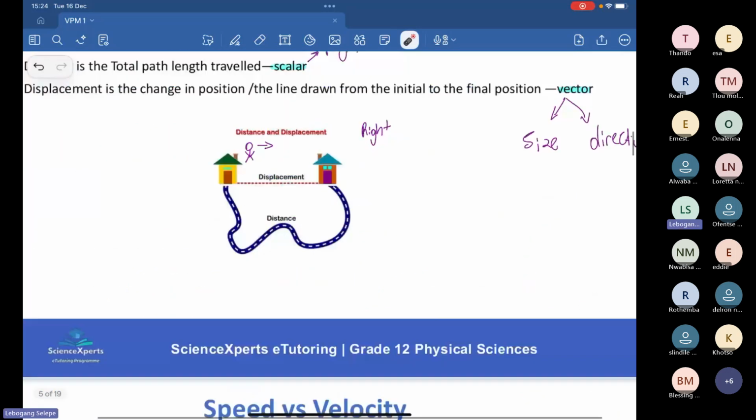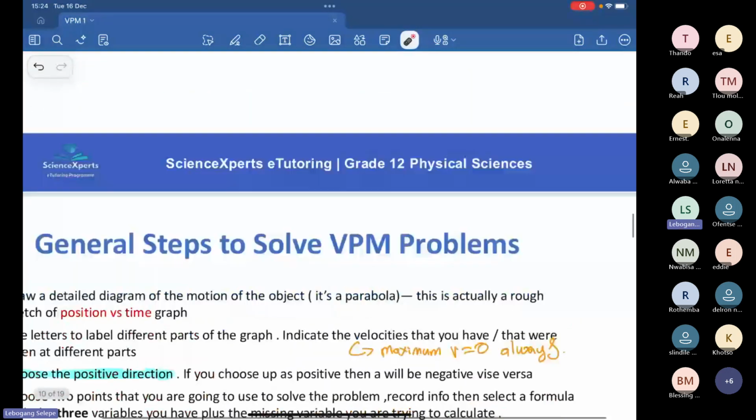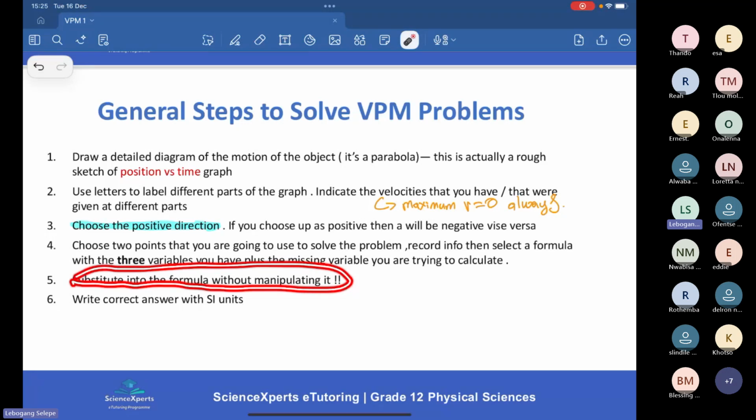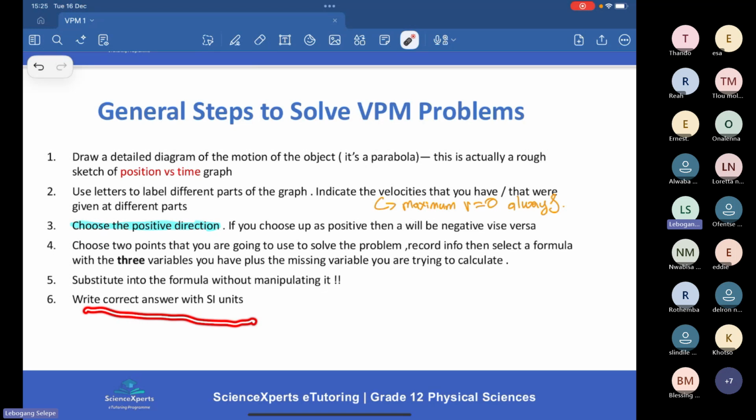That is why it's important to always record the data that you have before you solve the problem, so that you see which variables you have and what unknown variable you don't have. Then once you've indicated the variables, you're gonna substitute them into the formula that you chose. When you substitute into the formula, guys, please don't manipulate it first. Remember, this has been a rule from grade 10. Even today, it still holds. Substitute first, then manipulate to find your answer. Write your final answer with correct SI unit.